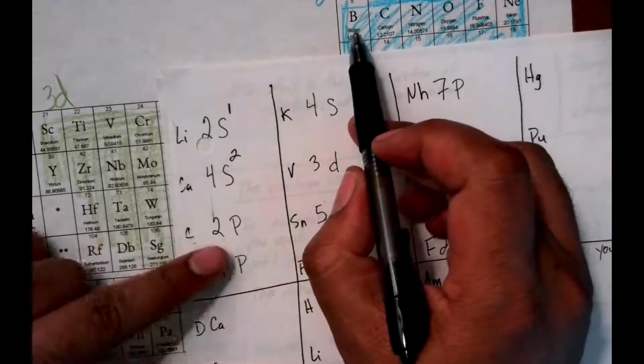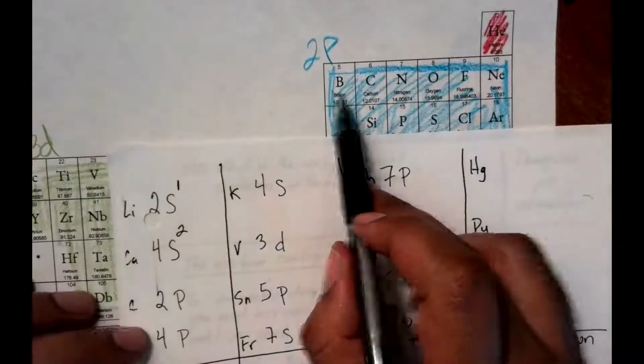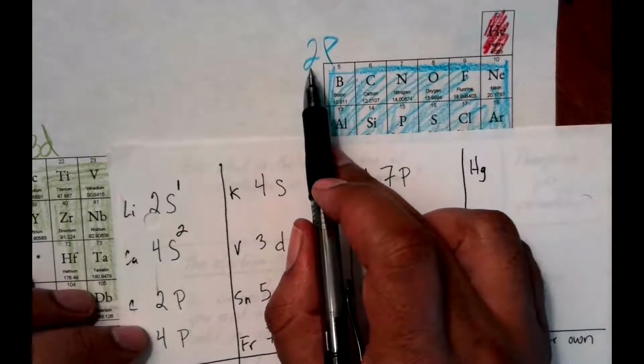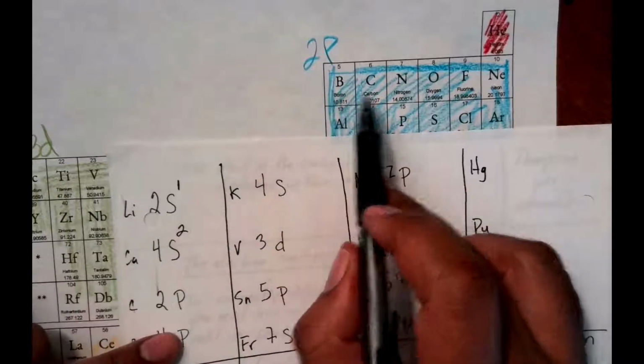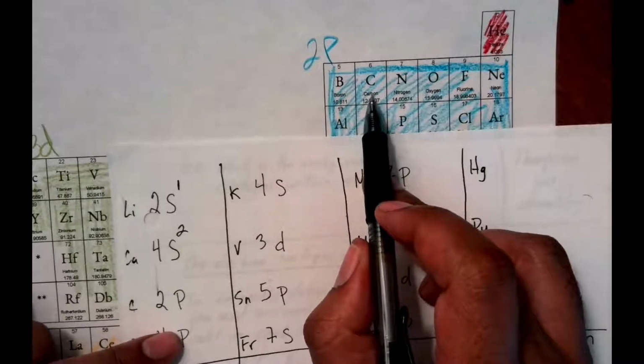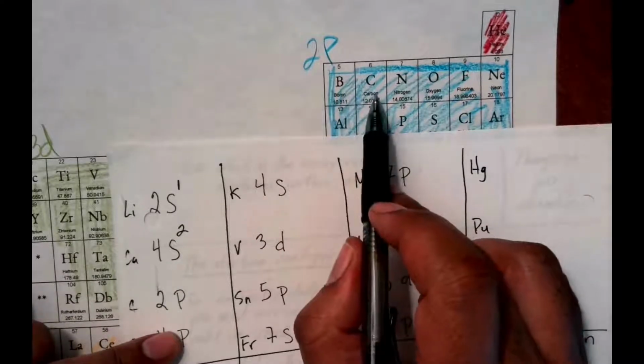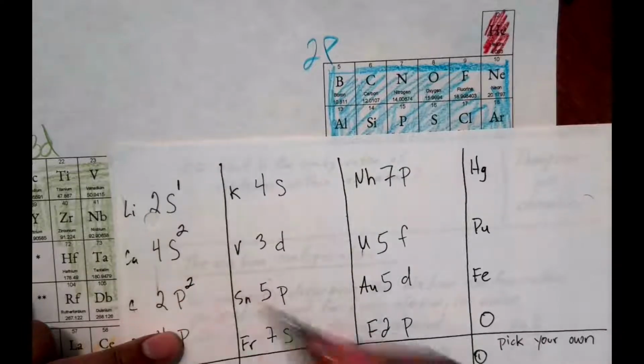Let's go over to carbon. First of all, we say that carbon is on the 2p floor. And the reason we say that is because it's in the p block. And remember, the p block starts on the second floor. Then the question is, how many apartments over did we go? Well, 1, 2. We had to go down 2 apartments. So this is 2p2.